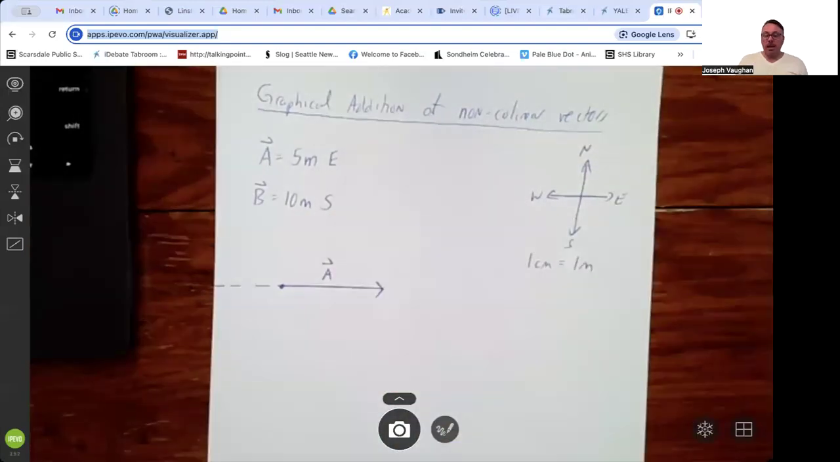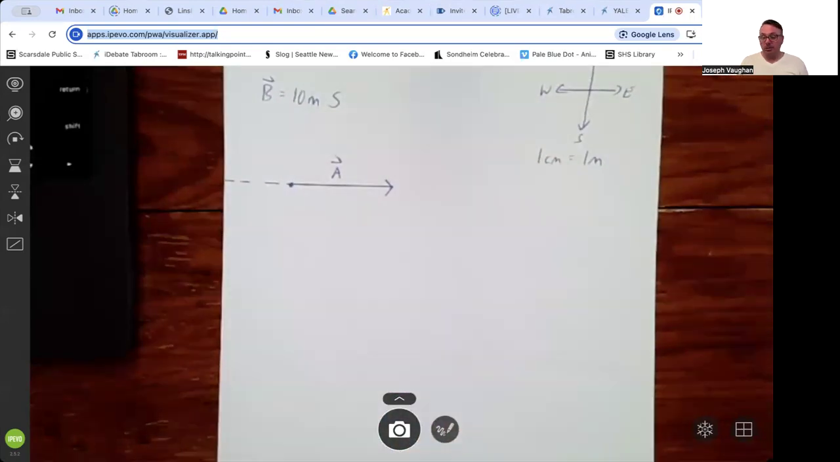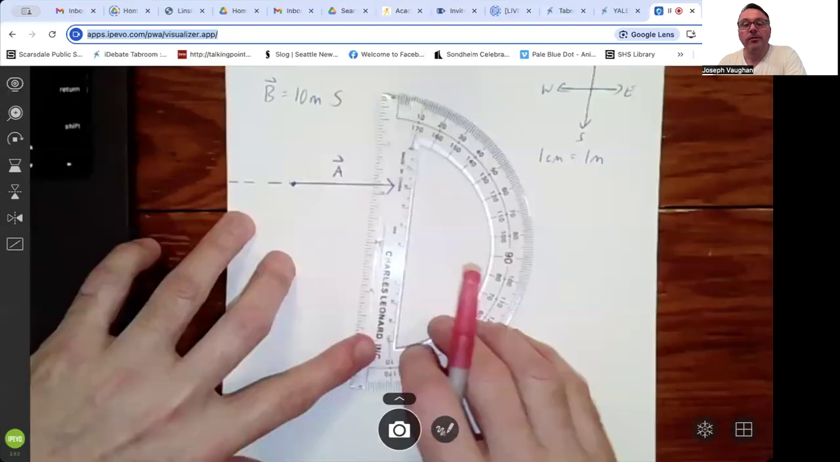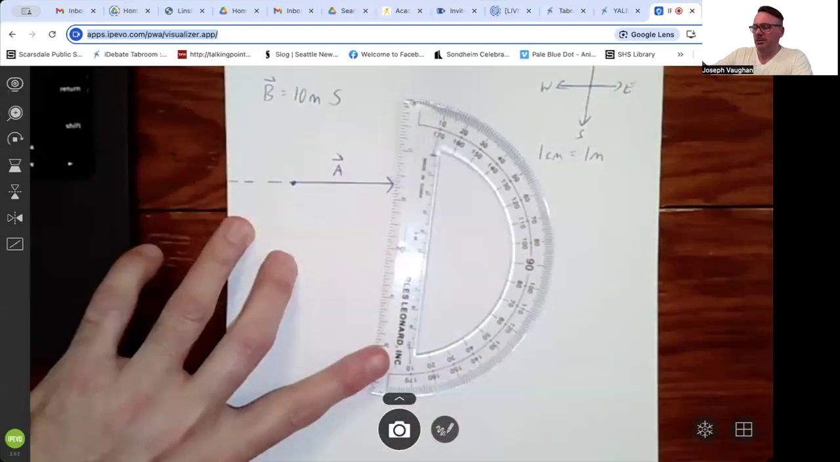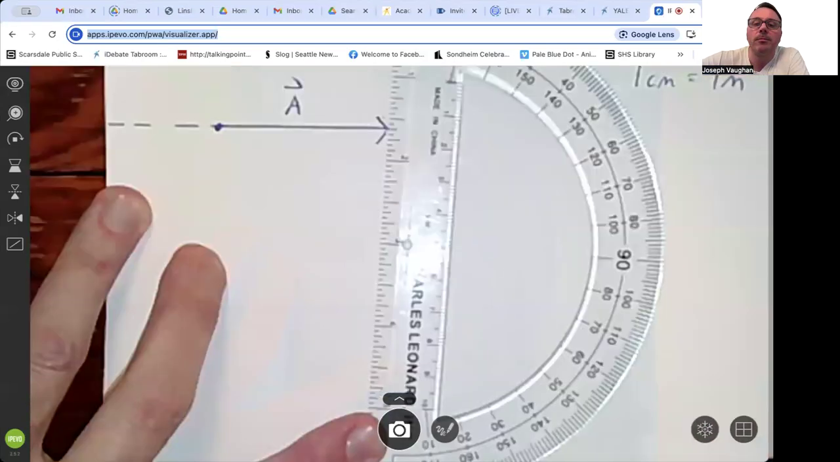Label it with a vector A, and now from the tip of A, I'm going to draw a vector that is 10 centimeters south. So it's really important now that I get a perpendicular. So let's talk for a minute. How do I ensure that I get a perpendicular? So let's look on the protractor. I'm going to zoom this in for a second. Let me see if I can figure that out.